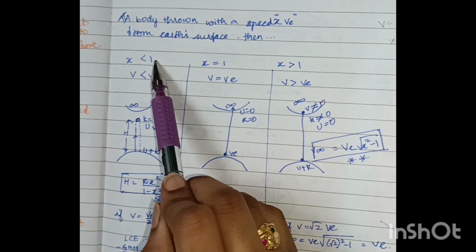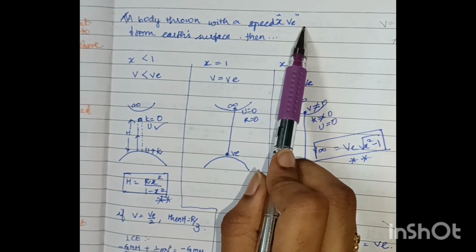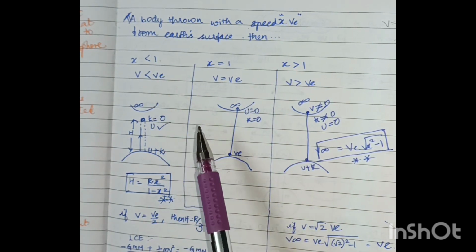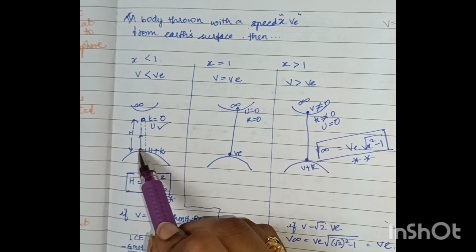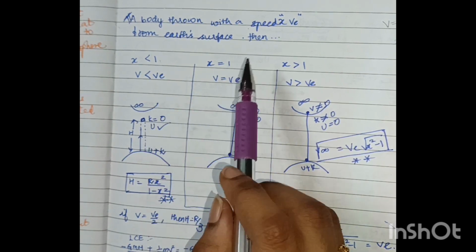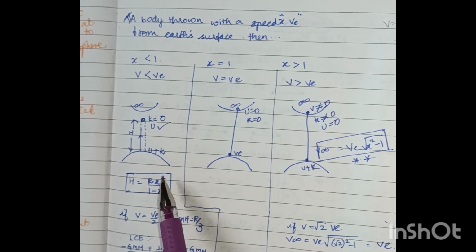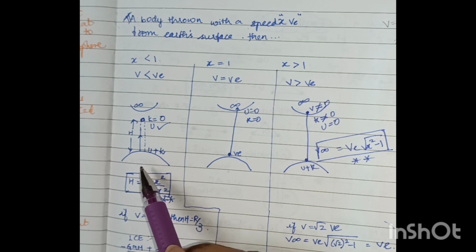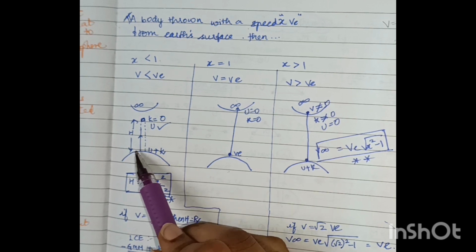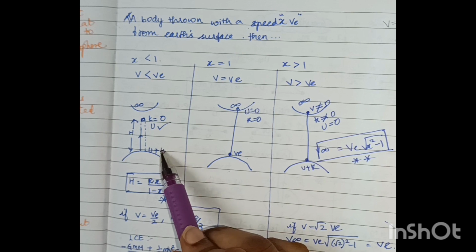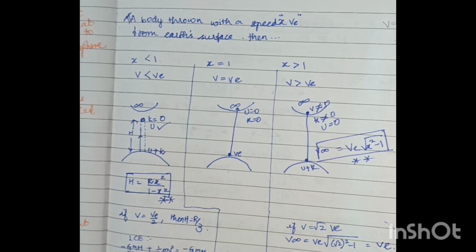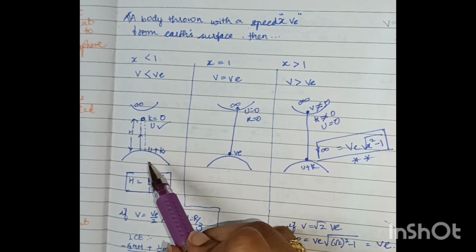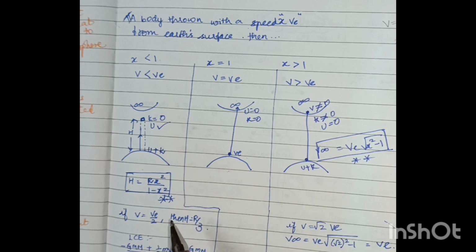So if x is lesser than 1, that is the projecting velocity is lesser than the escape velocity, then what will happen? We are projecting with the velocity xVe, and here x is lesser than 1. Initially, what are the energies it was having? Initially there will definitely be a potential energy, and we are projecting with some velocity, so there will be a kinetic energy also. But as we are projecting with a velocity lesser than the escape velocity, it will not be reaching infinity.